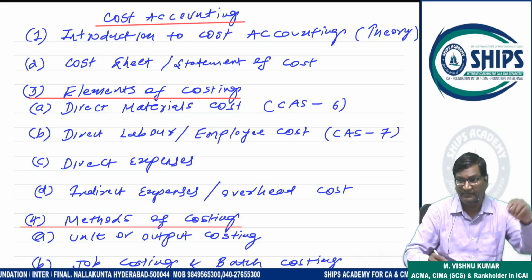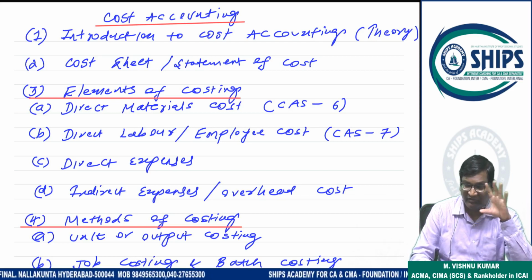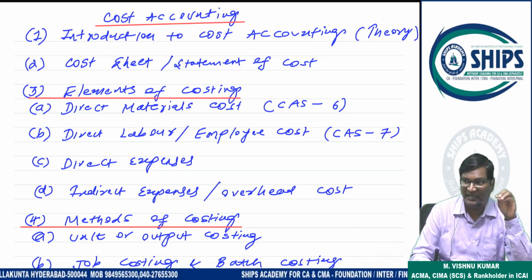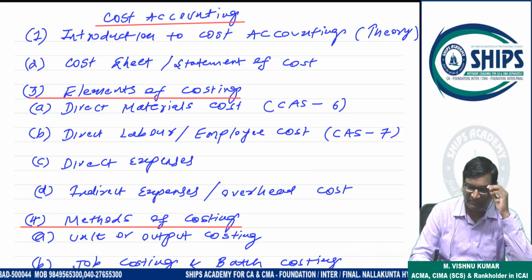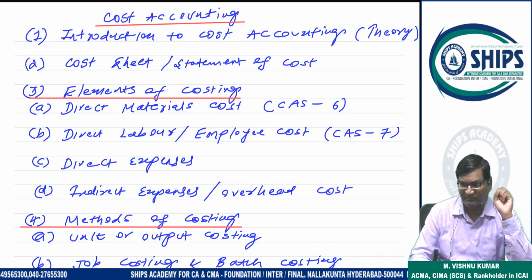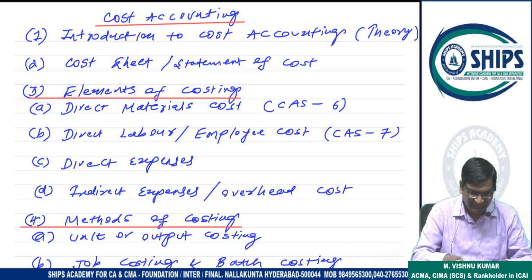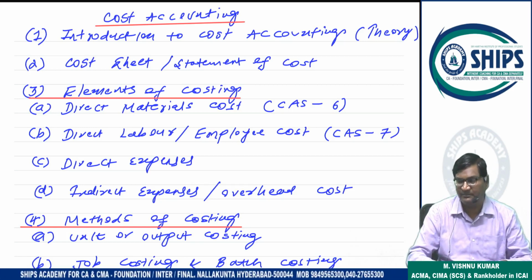So today we are starting your cost accounting paper. First we will discuss the syllabus and weightage from the examination point of view. Thereafter, maybe in this class or next class, we will start the main topic related to the exam or your syllabus. Your syllabus consists of four major parts.